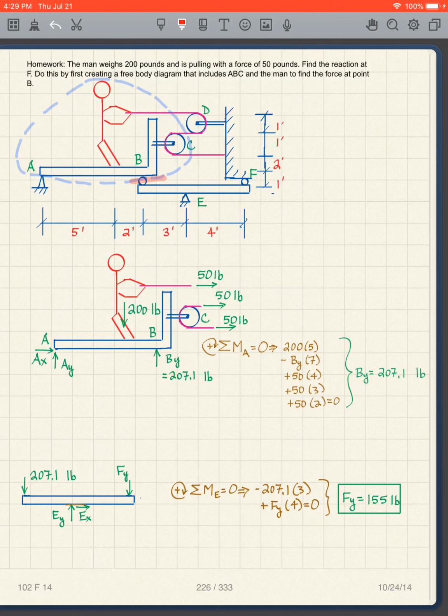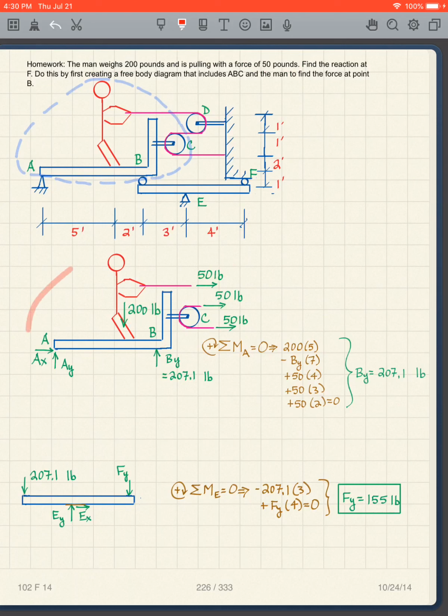And since I made the cuts through the cables, well, we've been told that the force that's being pulled with is 50 pounds. That means the tension in the cable up here is 50 pounds, which means that the tension everywhere in this cable is 50 pounds. And so I have 50 pounds that way, 50 pounds that way, 50 pounds that way. So remember, we're pulling so that it's in tension. And tension is away from the body. I have the 200 pounds here, and AX and AY for that, BY for that.